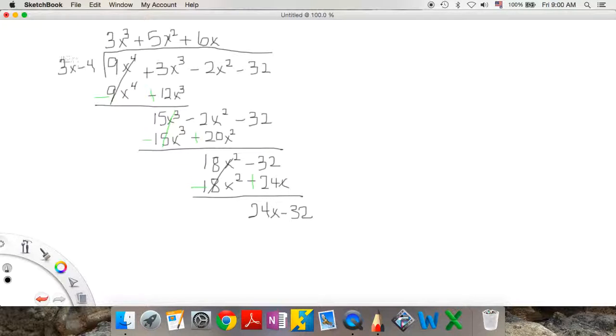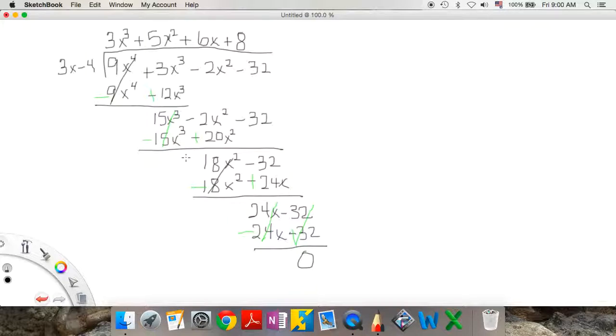So then I say, well, what do I multiply? 3x times what is going to give me 24x? And that's going to be plus 8. So I'm going to have 24x and then minus 32. And in this case, when I subtract, they both cancel out, and that means I have no remainder. So my answer of 9x to the fourth plus 3x cubed minus 2x squared minus 32 divided by 3x minus 4, that equals 3x cubed plus 5x squared plus 6x plus 8. So this is the long division way to do that.